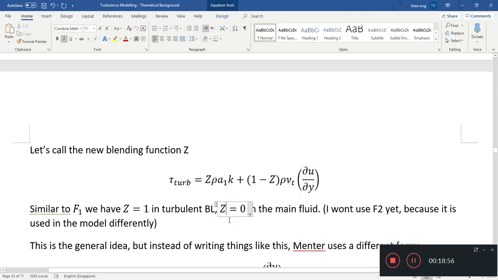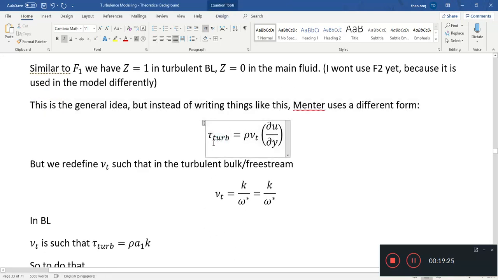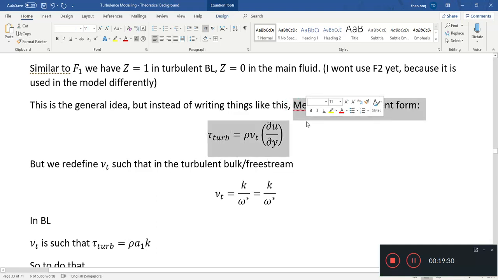Normally in the K-Omega baseline model, the blending function we talked about before, they call it F1. But I won't use the blending function F2 in this equation, because that's not what the blending function for this actually looks like. So the general idea is this, but a different form of the blending function is used.